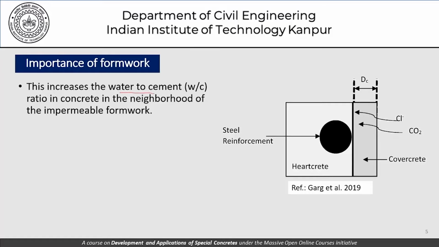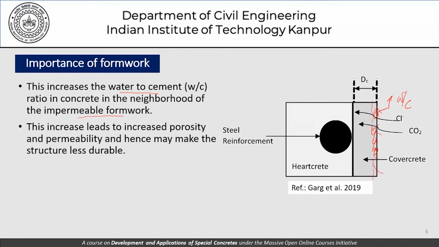This increases the water cement ratio in the concrete in the neighborhood of the impermeable formwork. So what we saw was we had formwork here, and the accumulation of water in the neighborhood would obviously increase the water cement ratio in this small thickness around the formwork. So this increase leads to an increased porosity and permeability, and hence may make this structure less durable. So that is what is the crux of the whole problem.